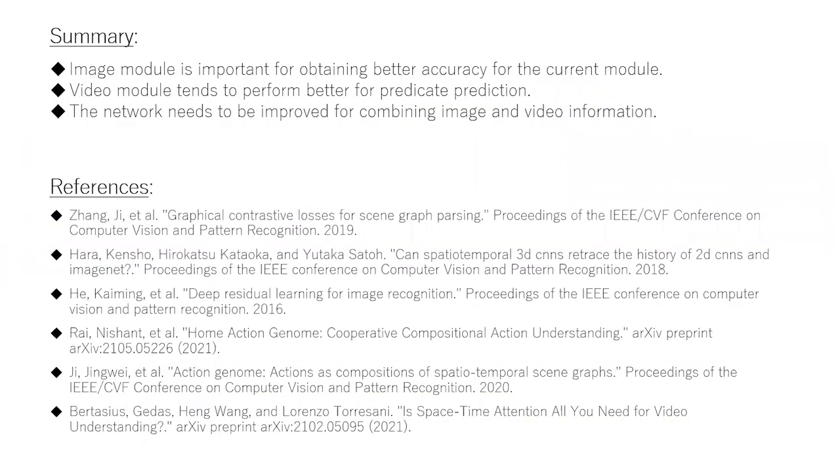To summarize, during our experiment, we found that image module is important for predicting objects and video module tend to perform better for predicate prediction. And also at the same time, we found that the network needs to be improved for combining image and video information better.